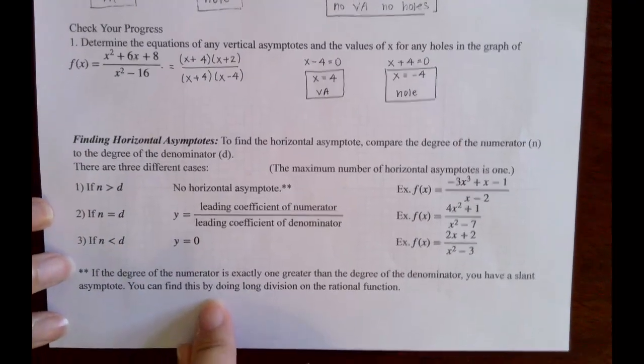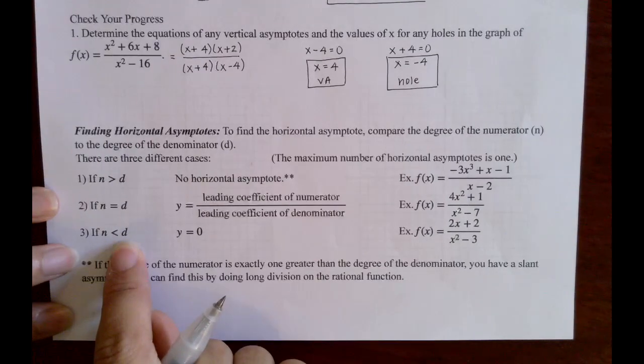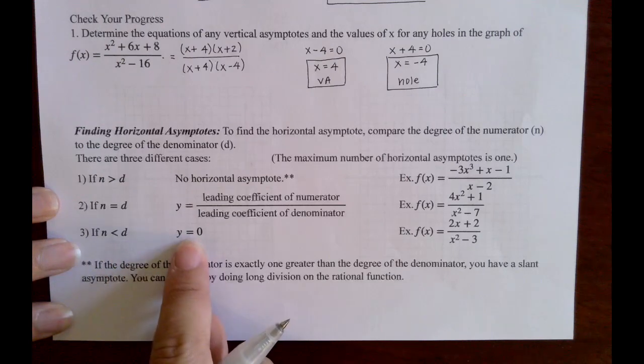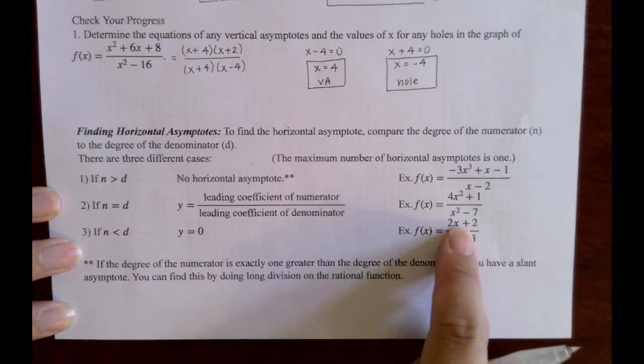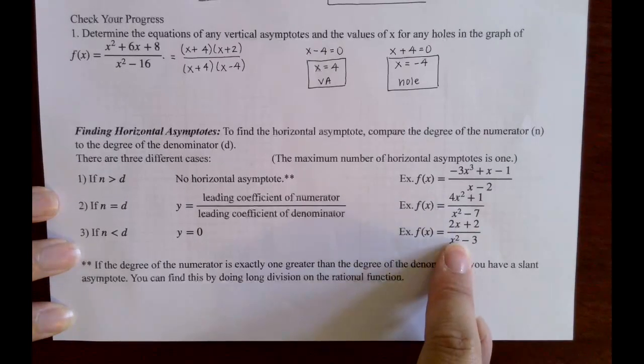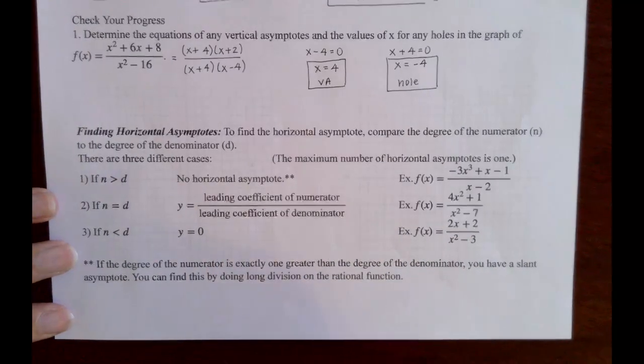Okay? Then the third case is if n is less than d, so if the numerator power is less than the denominator power, it's going to be y equals 0, your x-axis. And we see that here, this is linear, the bottom quadratic, right? So then the bottom is bigger than the top, so it will be a horizontal asymptote at y equals 0.